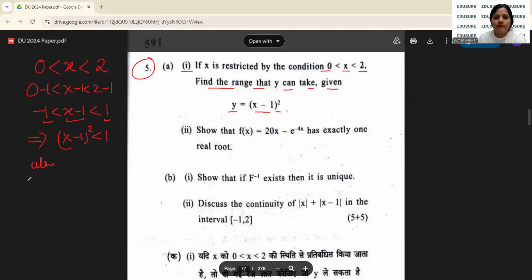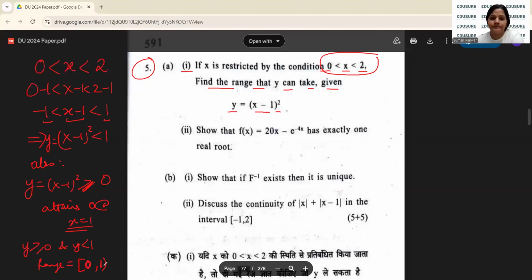Also, y equals (x - 1) squared is greater than or equal to 0. And it attains 0 at x equals 1, which is possible because x is lying between 0 and 2. So therefore, the value 0 will be attained by y. So y is greater than or equal to 0 and y is less than 1. So the range is the interval closed at 0, open at 1.